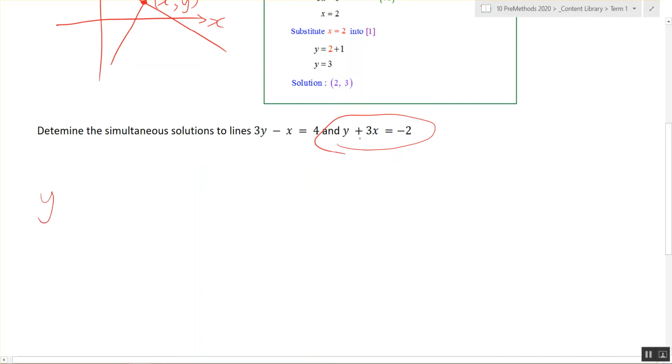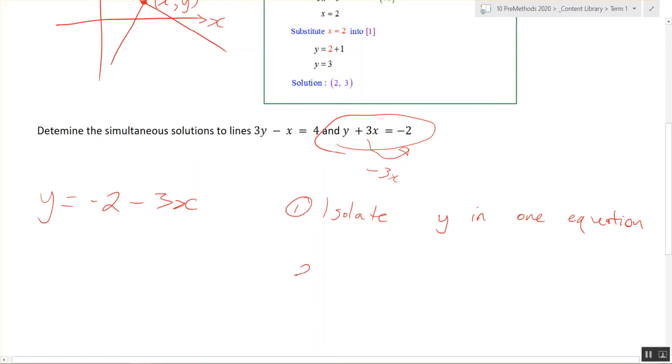So let's look at this one. Y by itself, so I need to do what with the 3x? Take 3x from both sides of the equals, so we're left with that. So that's the first step. Make one of the equations isolating y. Or you can isolate x. It actually doesn't matter. I'm going to do y. Okay, so that's the first step.